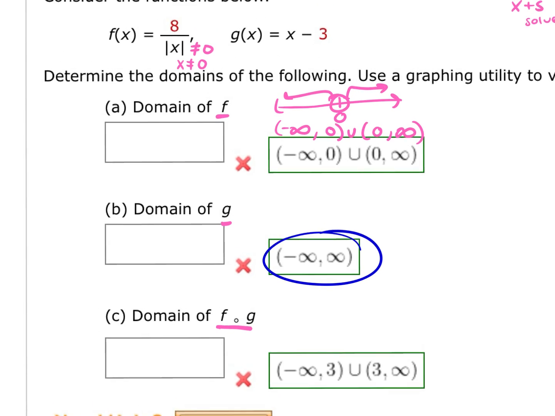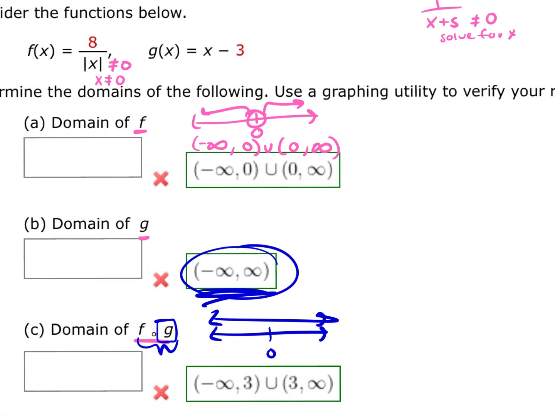Now we have to check the domain of f of g. So the domain of f of g is the domain of the inside, and the domain of the whole thing. So the domain of g we just found was negative infinity to positive infinity. So if I put that on a number line, it's the whole thing. Now we have to find what f of g is in order to find the domain of f of g. So we're going to plug in, which one's on the inside? G, awesome. We're going to take g and plug it into the x in f. So we have 8 over the absolute value of x minus 3.